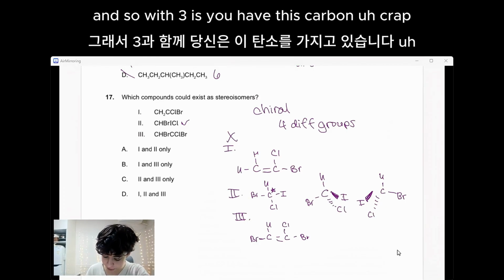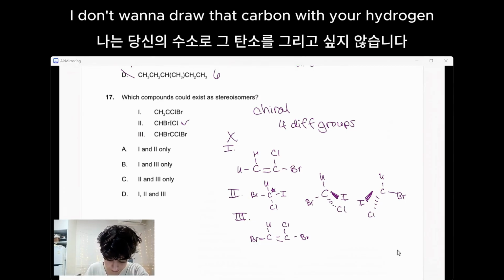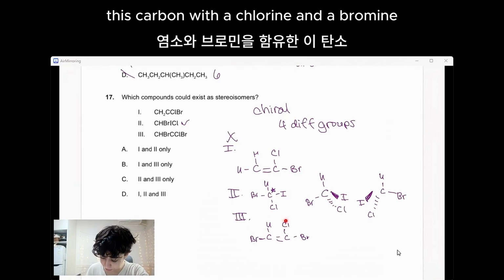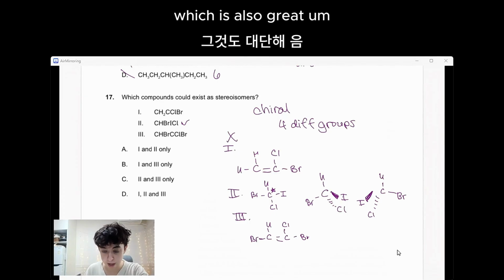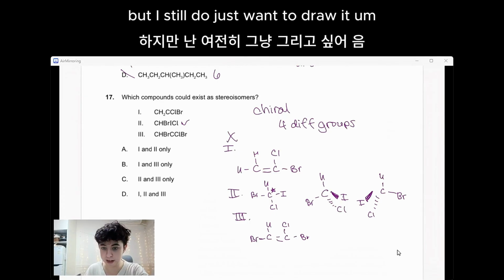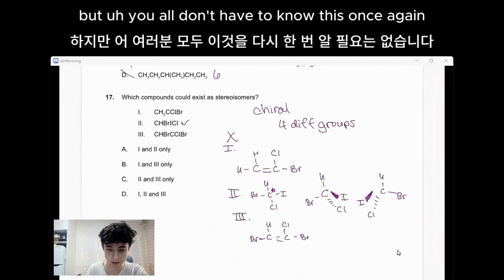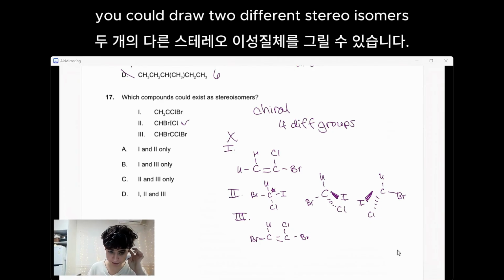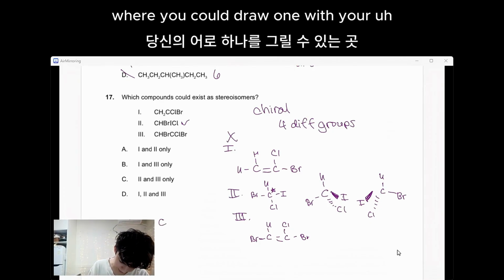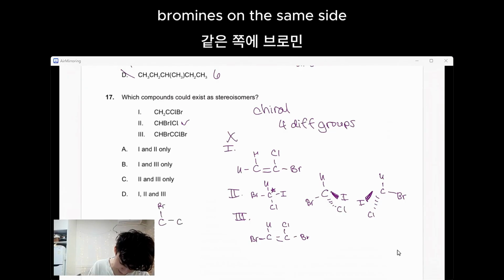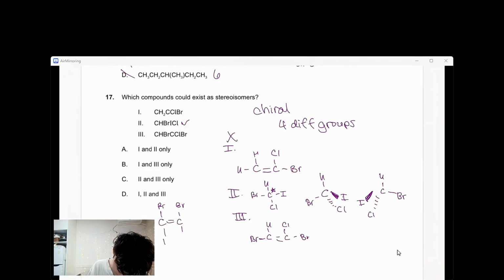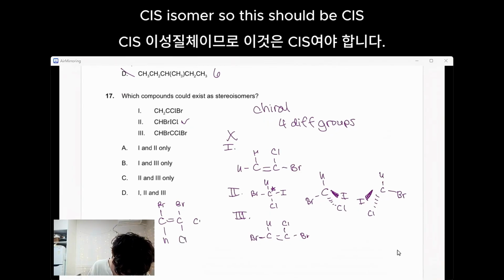And so with 3, you have this carbon with your hydrogen and your bromine, 2 different groups. Great. This carbon has a chlorine and a bromine, which is also great. You all don't have to know priority, but I still do just want to draw it. Bromine would have a higher priority. And so in this case with 3, you could draw 2 different stereoisomers, where you could draw one with your bromines on the same side, which would be your cis isomer. So this would be cis.